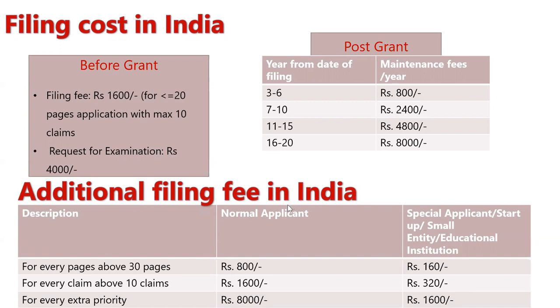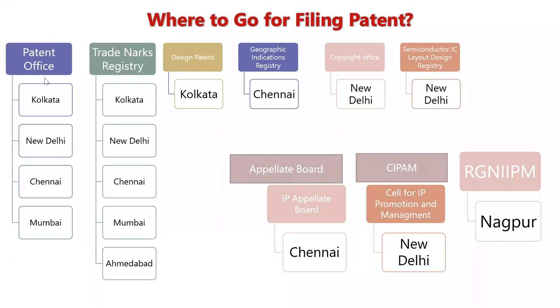There are some offices. It depends upon where you are staying, based on that you can choose the patent office. So this is the chart I am showing where you can visit physically, but there is another option, like you can file online. E-filing option is also there.